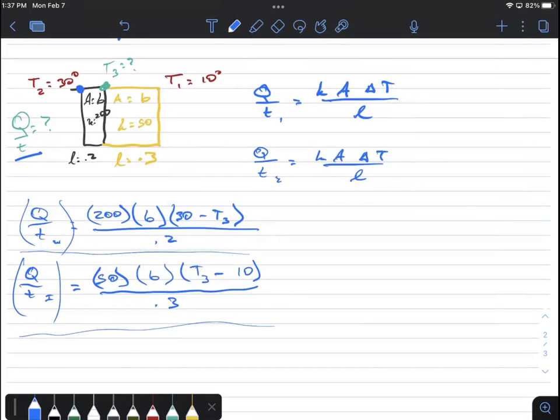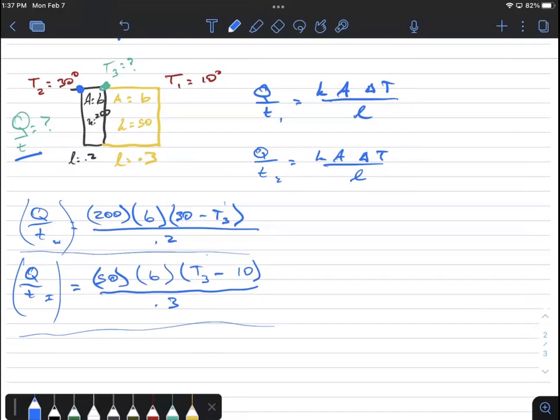Now the problem, of course, is: is it really two unknowns or is it actually three? T3 is T3, that's just one unknown. But if you look over here on the left side, Q over T for the wall is one number for the wall, and Q over T for the insulation is some other number. So actually, this is three unknowns in reality.